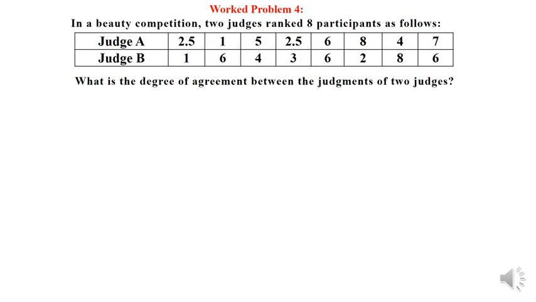Okay, the problem says: in a beauty competition, 2 judges ranked 8 participants as follows. Judge A ranks are given and Judge B ranks are given directly. You need not rank them here because ranks are already given. No need to rank them once again. Judge B assigned ranks on 8 candidates. The question is, what is the degree of agreement between the judgments of the 2 judges?